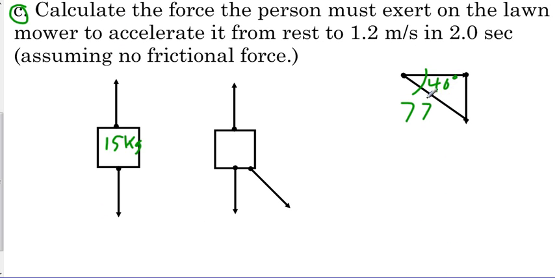Now, from here, we can break it up into its x and y components. We know that the x is going to be the adjacent, so we can say that the x component is 77 cosine 40, whereas our y component is the opposite, so we use 77 sine 40.